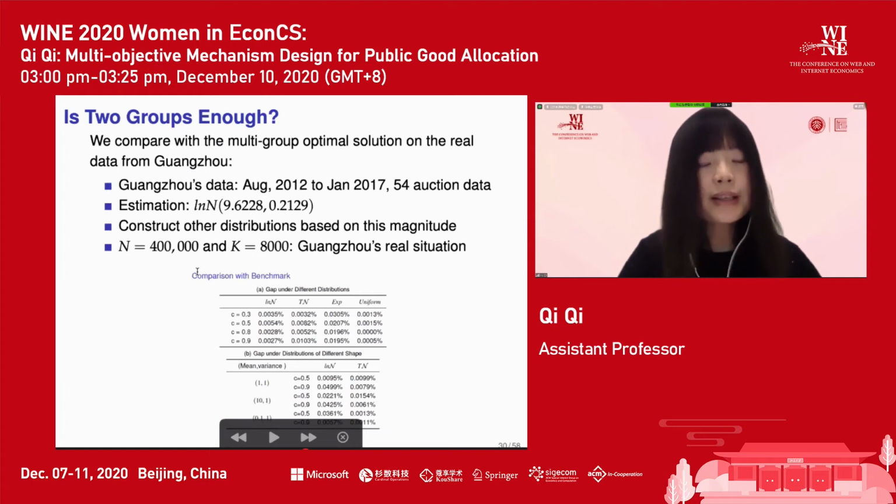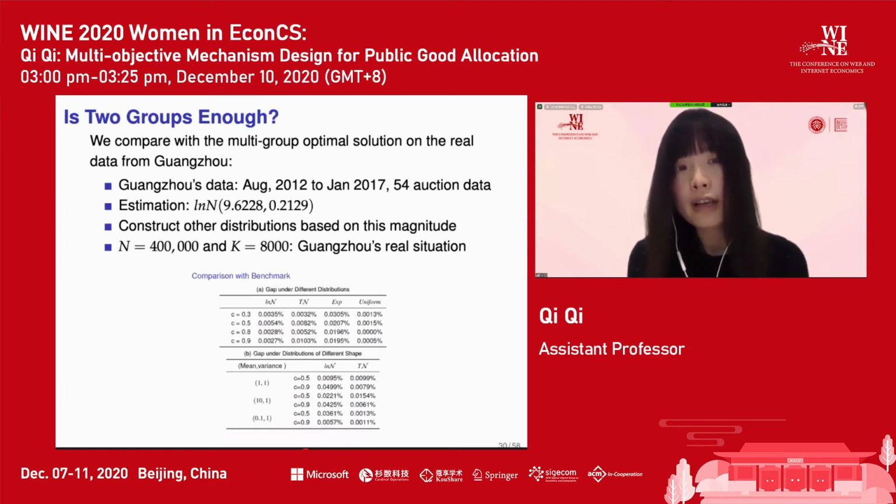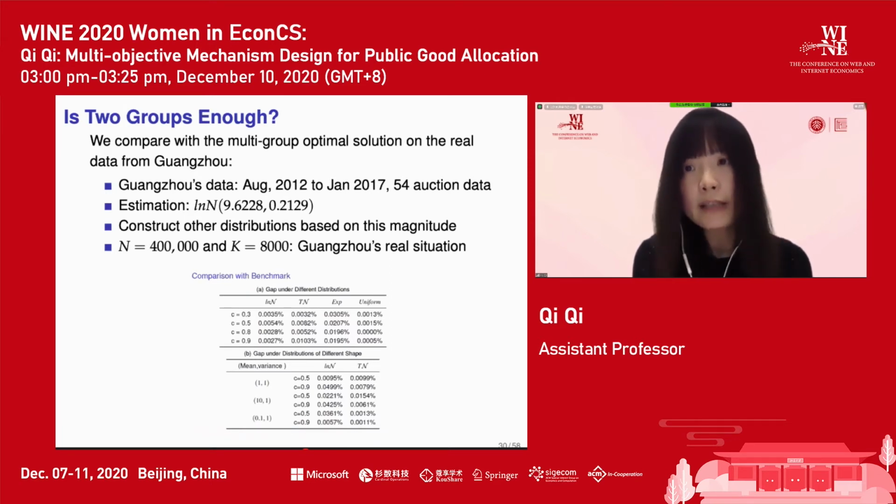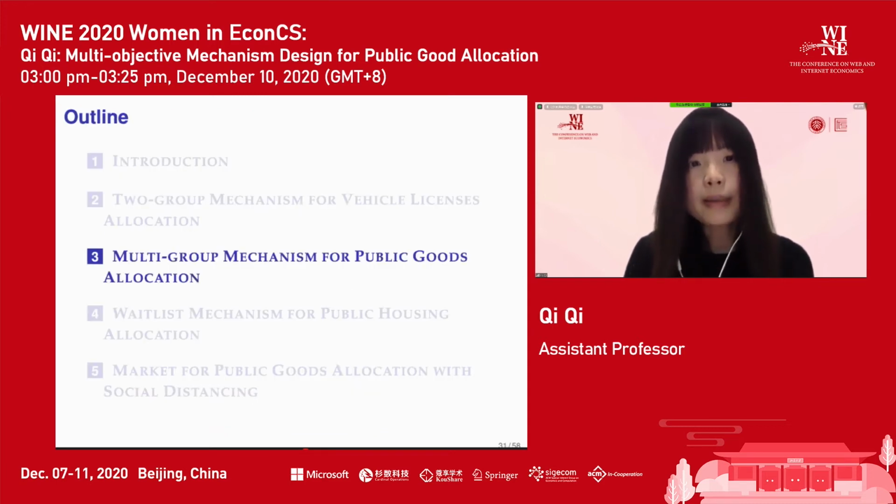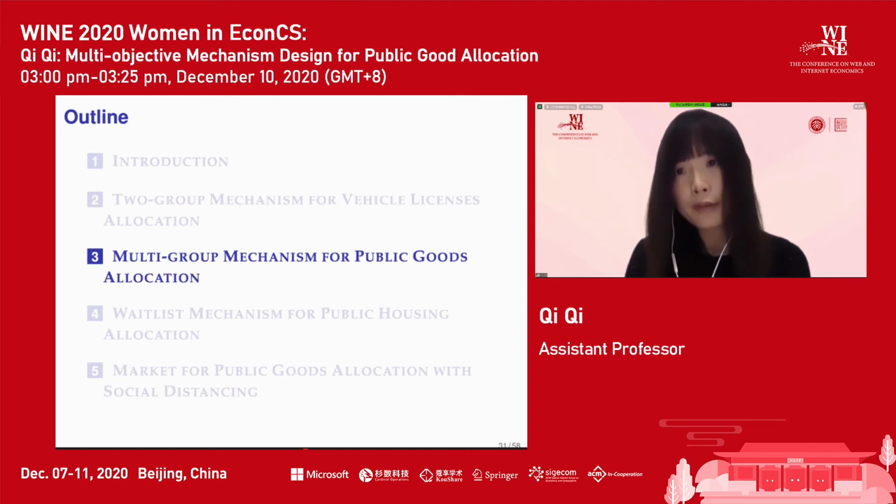So the next question is, are two groups enough? Should we use more groups? In this paper, we use some real data from the Guangzhou government. And we found that for car license allocation, two groups will be enough, because the difference between two groups and the optimal one is very small. But theoretically, we still want to know what the real optimal multiple group mechanism for public goods allocation is.